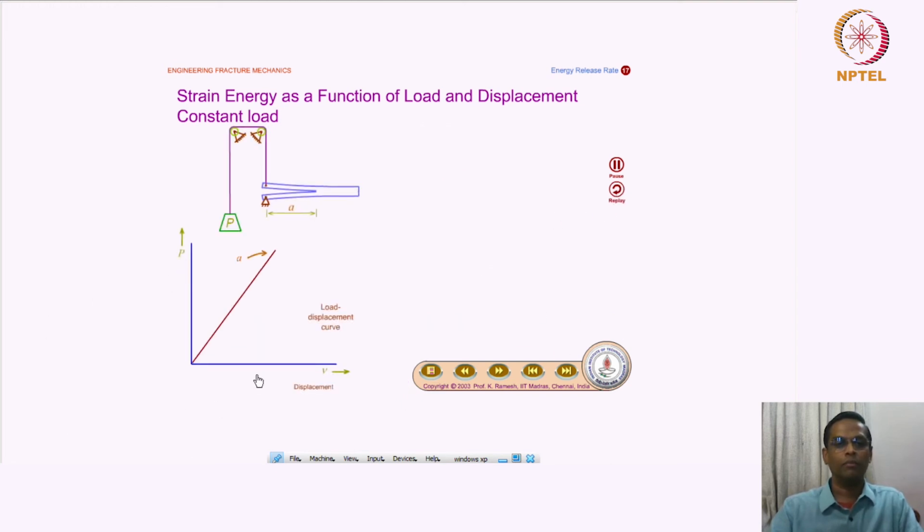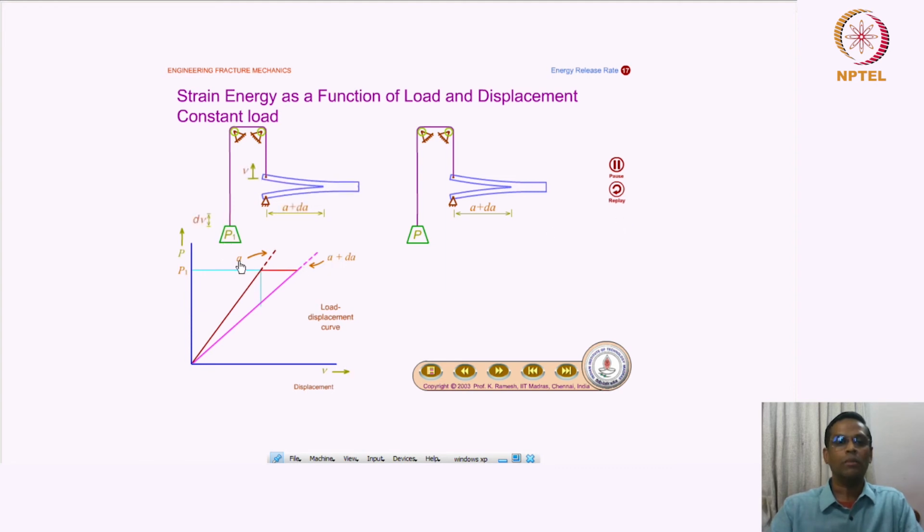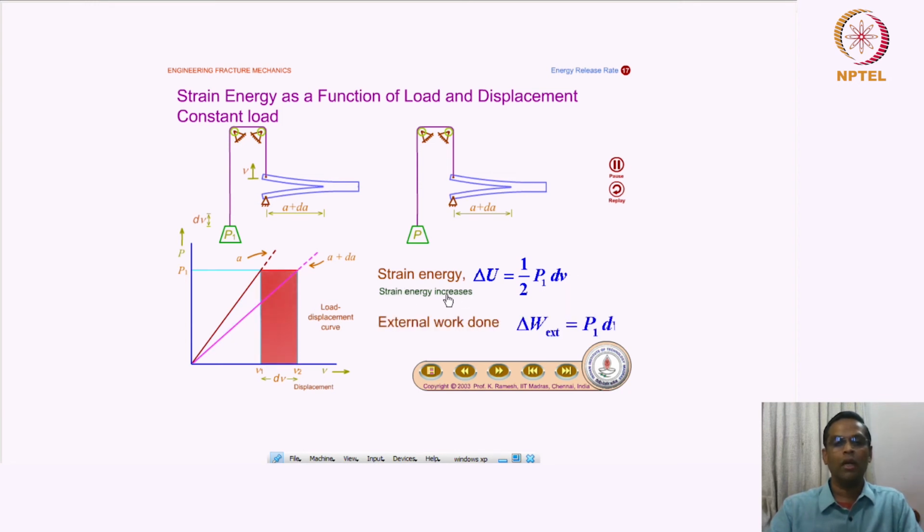This is the load versus displacement data for the first experiment, and for your second experiment it is A plus dA. Now you see that the load comes down, then it transfers to the next one. This is the strain energy for the second experiment, and this is the strain energy for the first experiment. The change in strain energy is this truncated triangle, given by half P1 dV. That means the strain energy of the system increases. The work done is P1 dV.